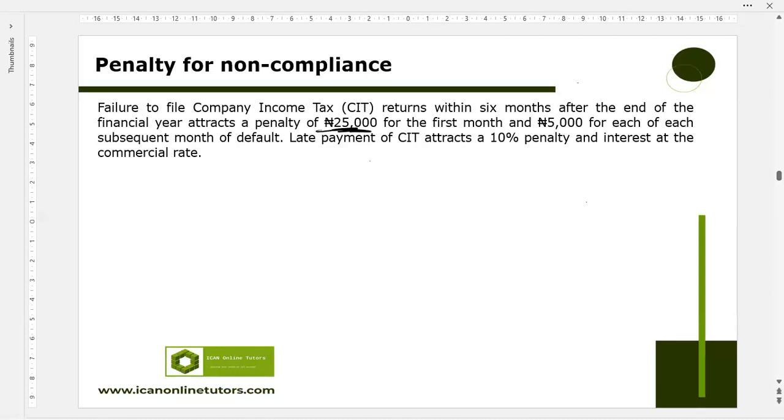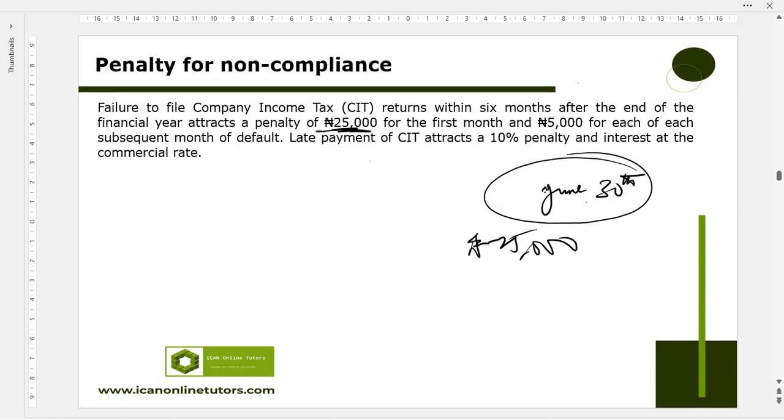So any company with a December 31st year end that fails to file as at June 30th, 2023, will have to pay a penalty of 25,000 naira in July. Anything from 1st of July, the person will be liable to a penalty of 25,000 naira. And for every month the failure continues, the person will also be liable to 5,000 naira. So if by July the person fails to pay, then after July, we have August, and the person will pay an additional 5,000 naira.